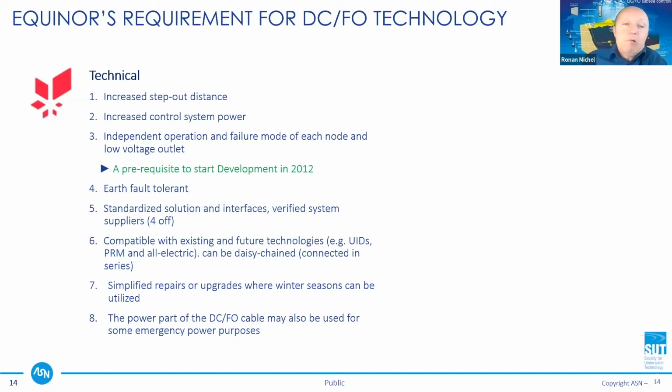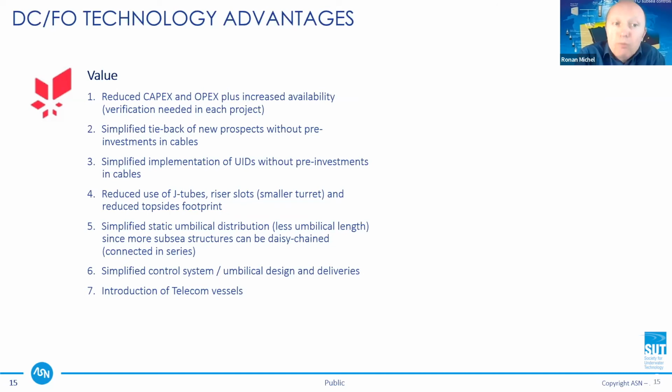Then they identified some value, and that is not only the technical aspect, but also the commercial aspect, capex or costs. In addition to capex, there are opex savings and availability, because what is costly in oil and gas is the downtime of a production field. If you don't get out the oil, you don't get money. So that is the key demand or benefit.